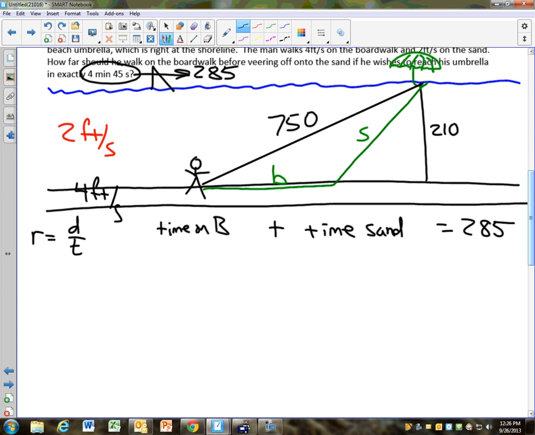Distance is a nice variable to know because that's what we are eventually trying to calculate. However, the problem says time plus time equals 285. So I want an expression for his time on the boardwalk and an expression for his time on the sand. So I'm going to solve for T. R times T is equal to D. If I multiply both sides by T and divide by R, I have T equals distance divided by the rate.